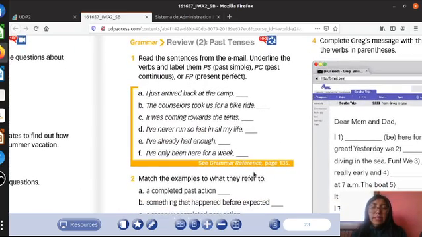Okay, it says review 2 past tenses. Read the sentence from the email. Underline the verbs and label them PS, past simple, PC, past continuous, or PP, present perfect. Okay, so the first activity that we have to do is to underline the verbs. Lo primero que tenemos que hacer aquí es subrayar los verbos. Okay, so please do it.